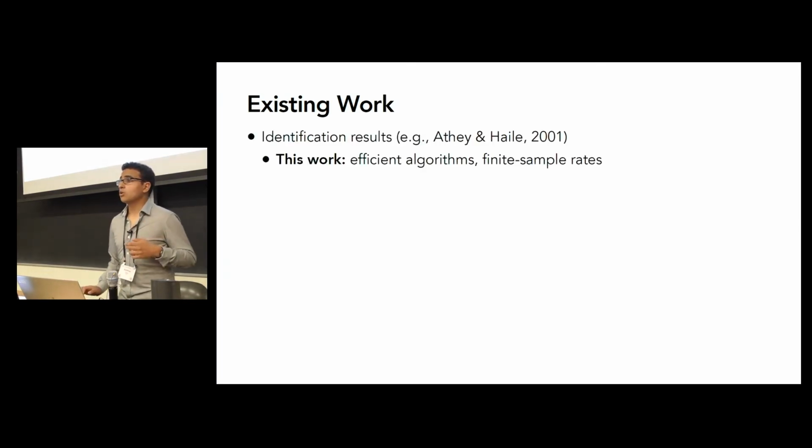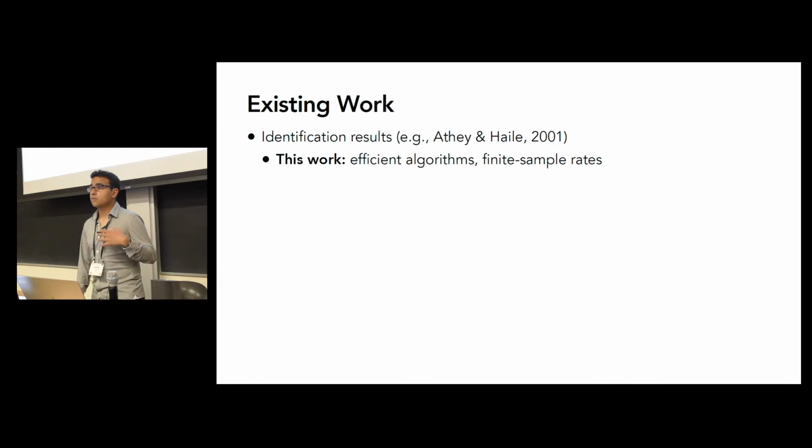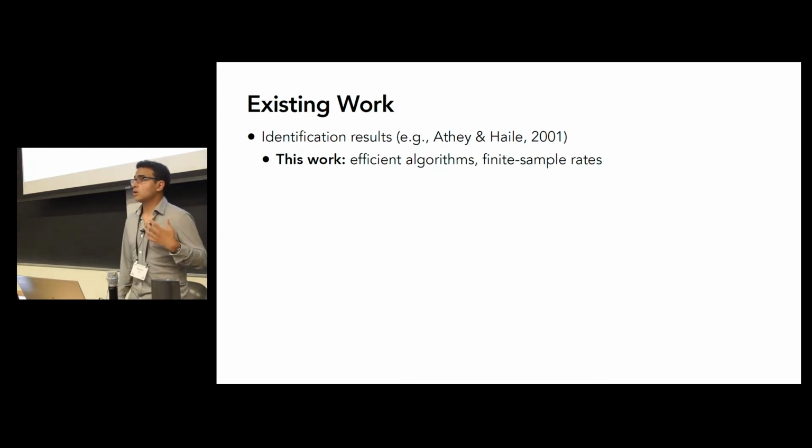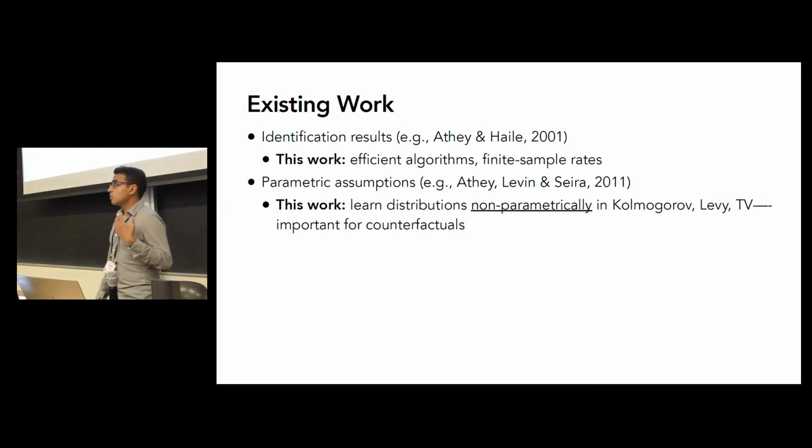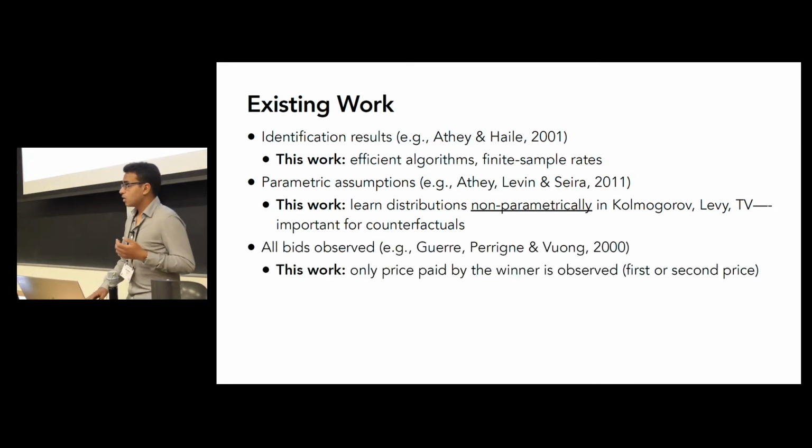So before I get started with our own work, I wanted to give an idea of what the landscape of existing work looks like here. We know, for example, that the value distributions are identifiable from the information we have. There's this paper from 2001 from Athey and Haile that shows that the information we have is, in a sense, enough to identify all of the agents' value distributions. There are also finite sample algorithms if we are willing to make parametric assumptions about the bidders, which we're going to try to avoid, or if we observe all bids instead of just the winning bid. There are also finite sample algorithms for that.